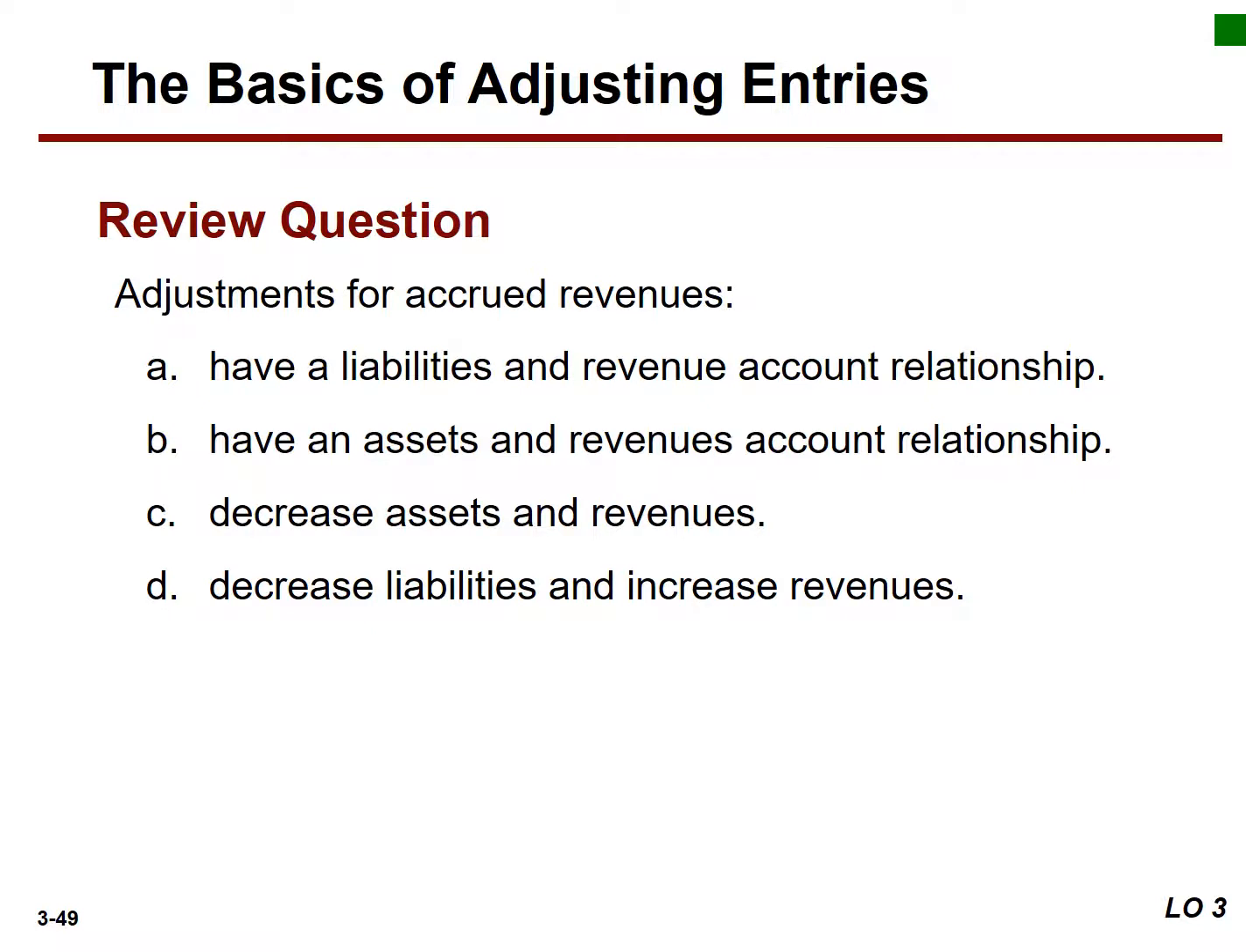Here's a question. Adjustments for accrued revenues have an assets and revenues account relationship. Remember, we're going to be increasing a revenue account to record this revenue that's been earned but not yet recorded, and then the asset account that will be affected will be some type of receivable.